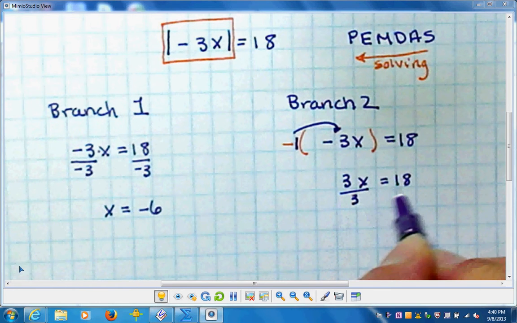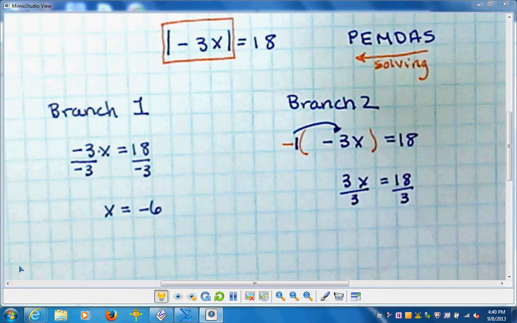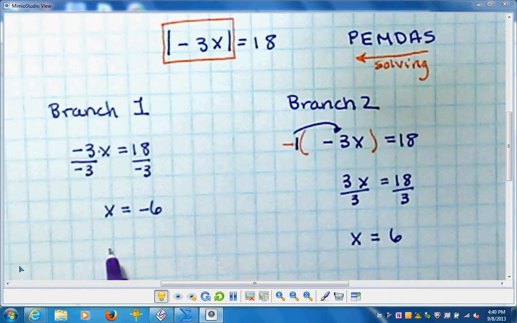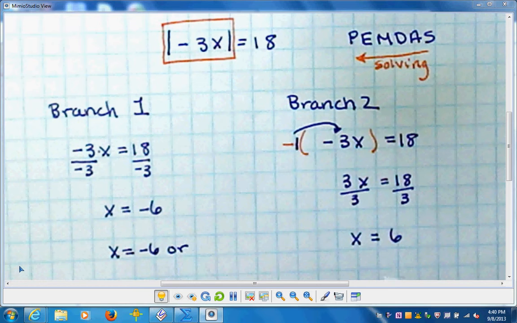Divide both sides by 3 so I can get the x by itself. So that means then that x is equal to 6. So my answer is x equals negative 6 or x equals 6.